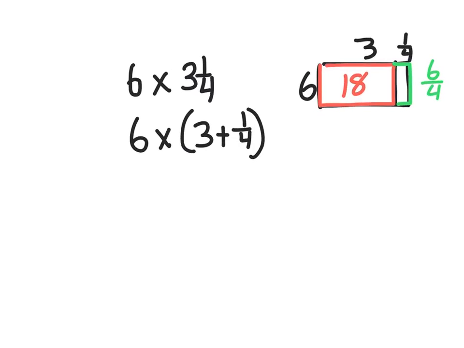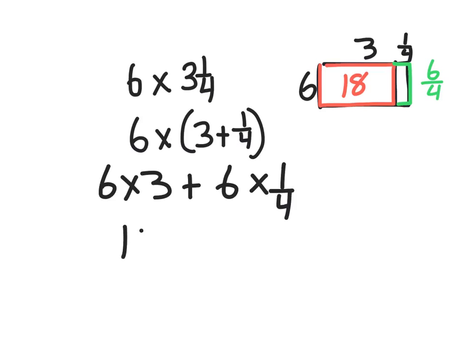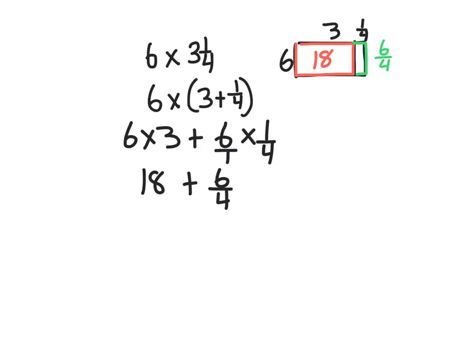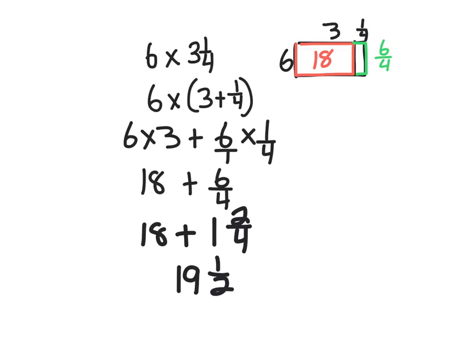Back now to our numbers. 6 times 3 plus 6 times 1/4. 6 times 3 is 18, plus, multiply across on my numerators, 6/4, which now becomes 18 plus 1 and 2/4, which is 19 and 2/4, and I'm going to simplify 2/4 as 1/2.